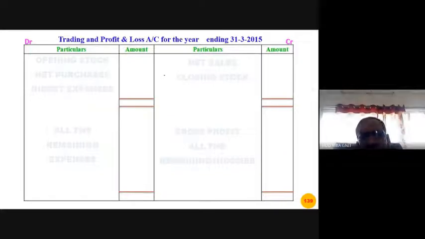See, one page length, you must draw this. Have you drawn this format?